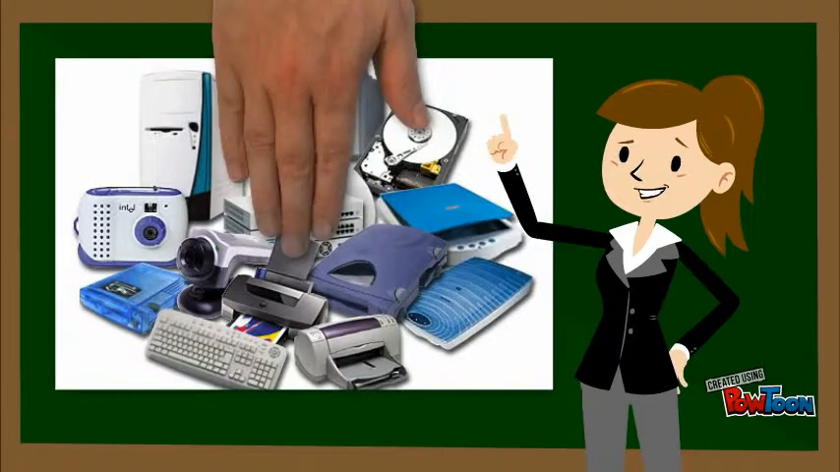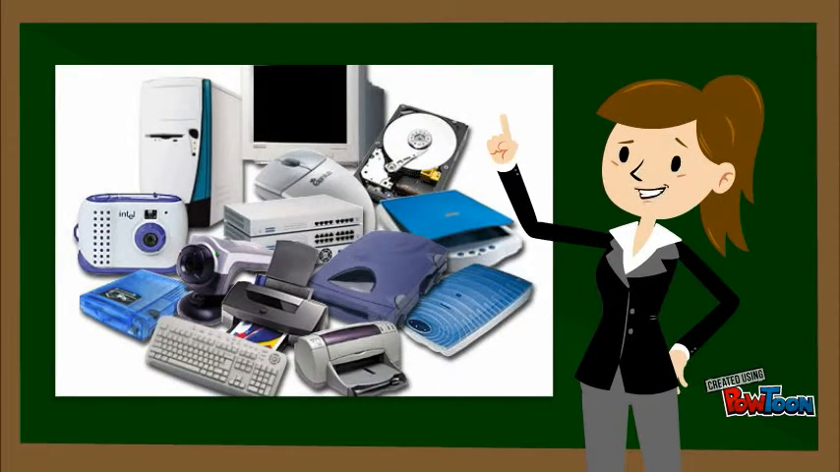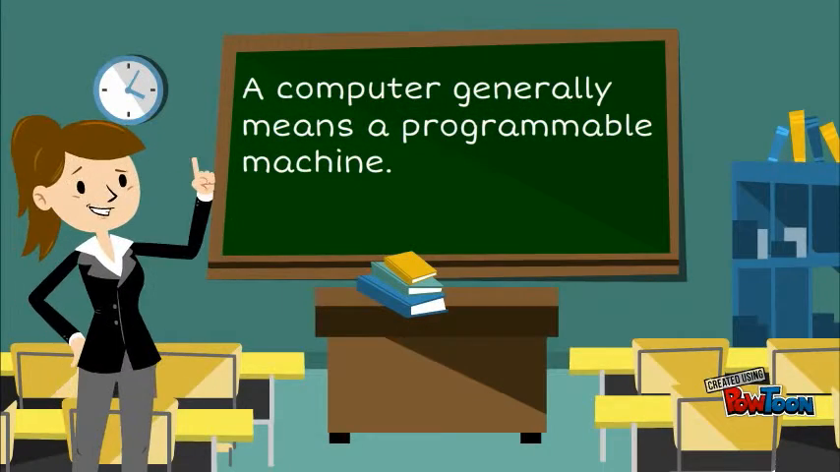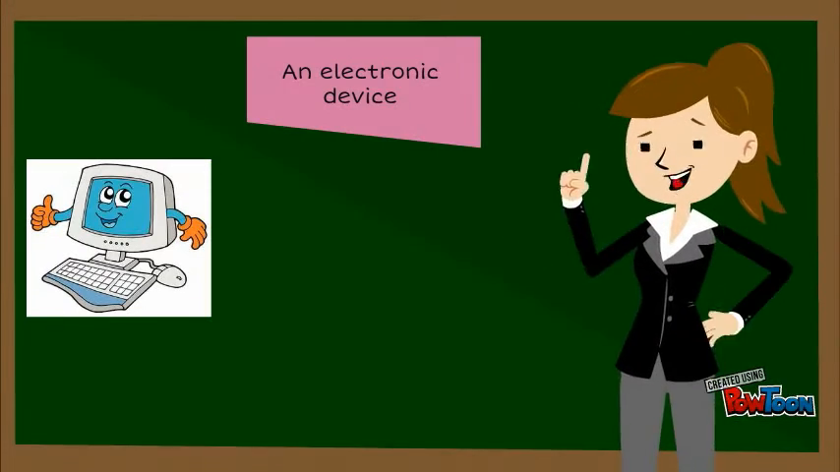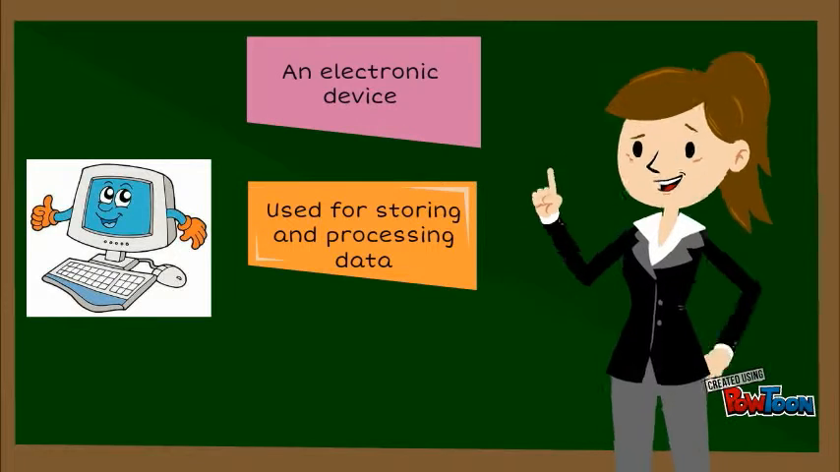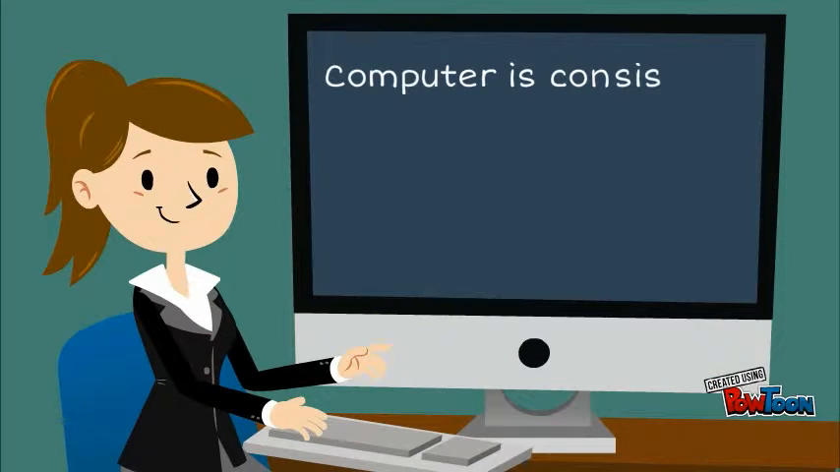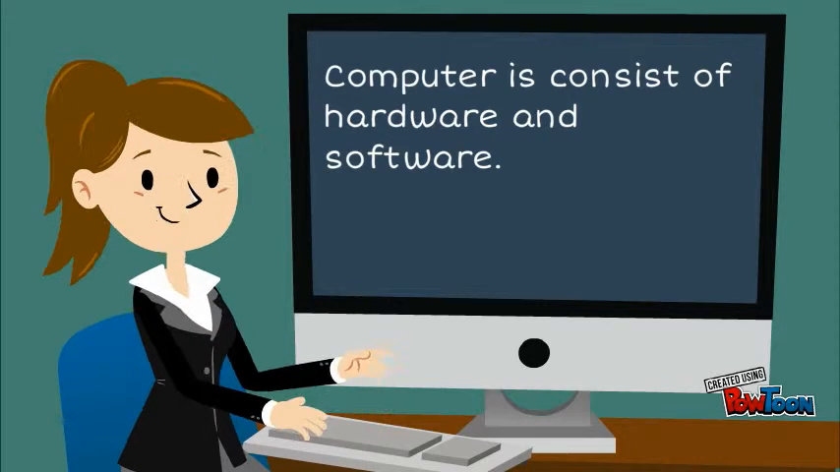Before we discuss computer hardware, let's first define what is computer. A computer generally means a programmable machine. It is an electronic device for storing and processing data, typically in binary form, according to instructions given to it in a variable program. Computers consist of hardware and software.